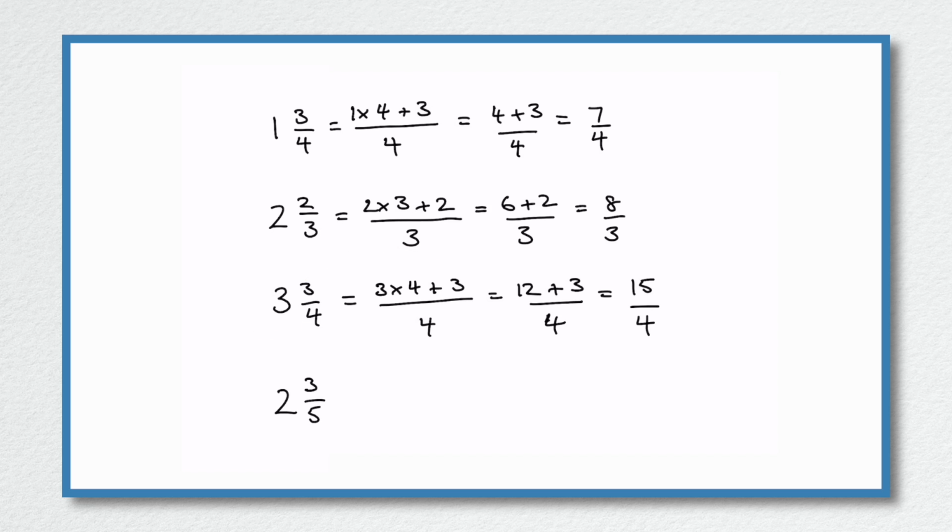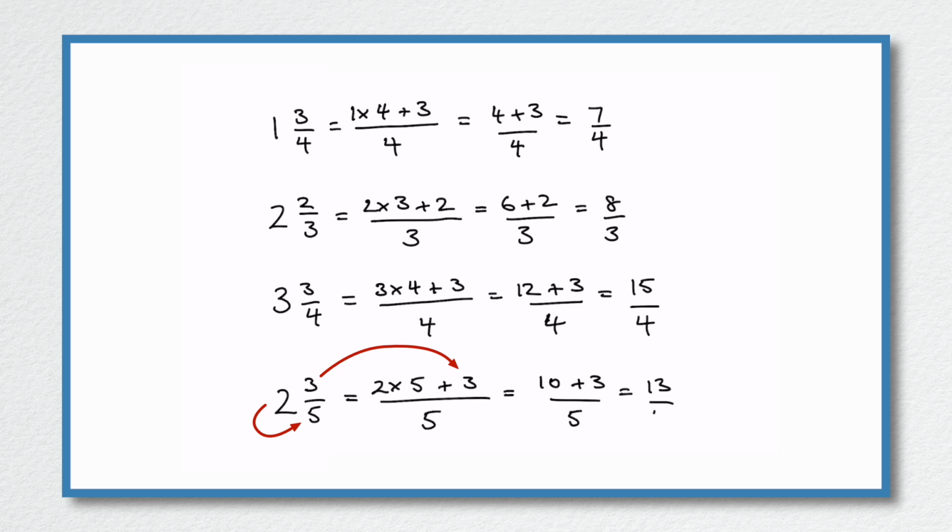And the last example, 2 3/5. So I'm looking at the denominator, which is 5. We have 2 multiplied by 5, which is equal to 10. Add the numerator of 3 from the 3/5. 10 add 3 is equal to 13. So 2 3/5 is equal to 13/5.